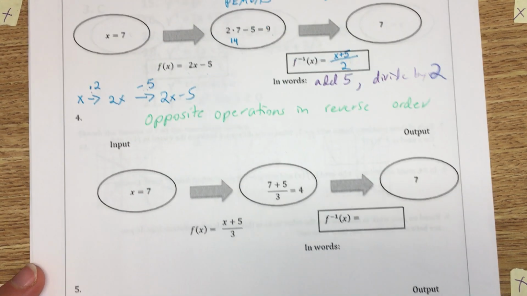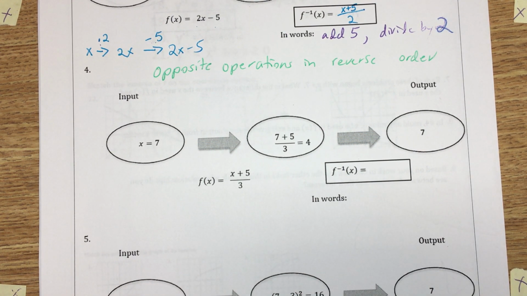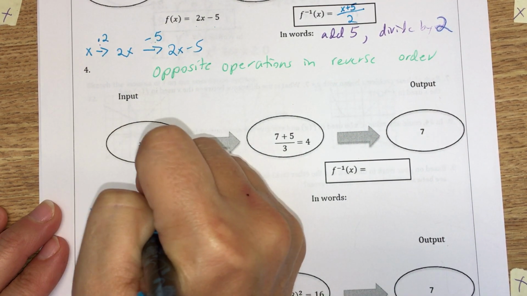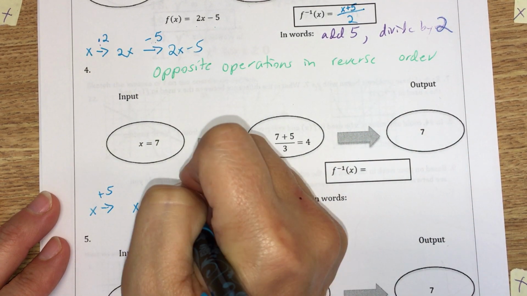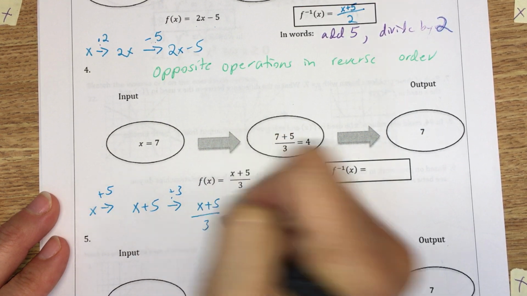Alright, so what I want you to do is think about how I would lay out the arrows for number 4. What are we going to do first for number 4? We are going to add 5. So we're going from x to x plus 5. Add 5. Then we're going to divide by 3. X plus 5 over 3.